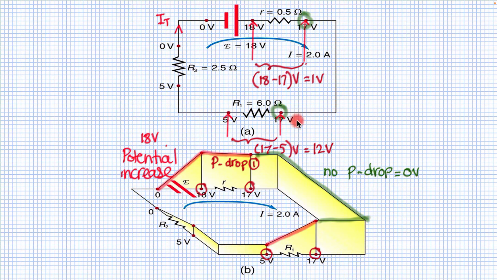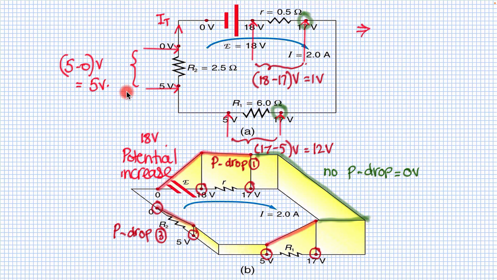Now the potential drop between this point at 17 volts and this point is 17 minus 5, which is 12 volts. And you can see there's quite a steep drop in the potential energy there. That's equivalent to 12 volts. The potential drop across resistor 2, which is this resistor here, 5 volts minus 0 volts. That gives us a potential drop across that resistor of 5 volts.